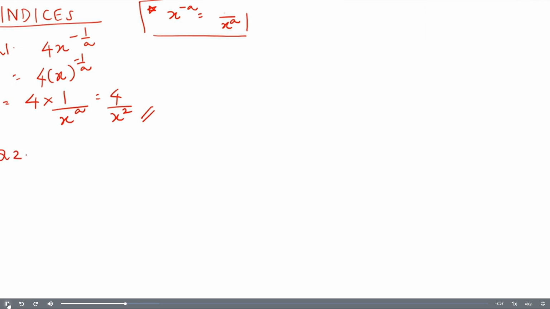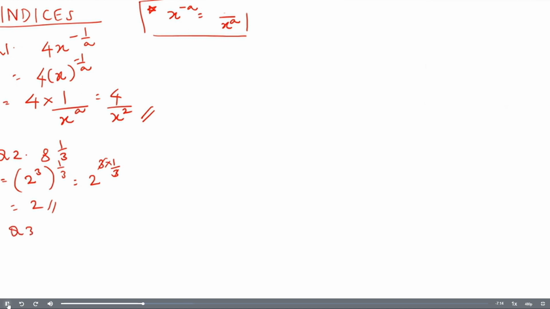Next question, 8 to the power 1 by 3. Now 8 is 2 cube. 2 cube to the power 1 by 3, which is equal to 2 to the power 3 into 1 by 3, which is equal to 2. This is the answer.